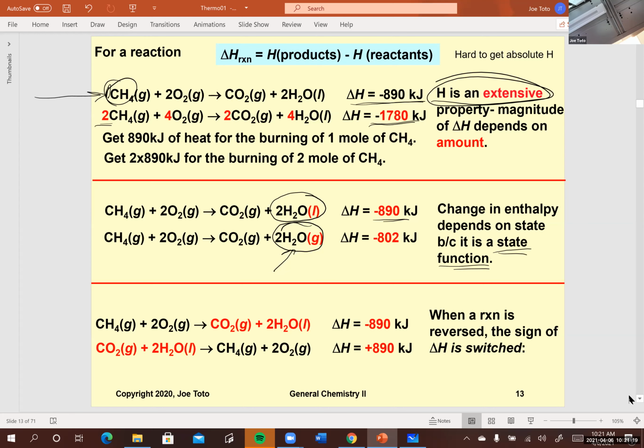So I'm going to ask you guys, which one do you think has more energy content? 2 moles of liquid water or 2 moles of gaseous water? Which has more energy?